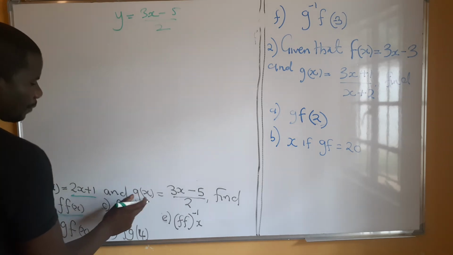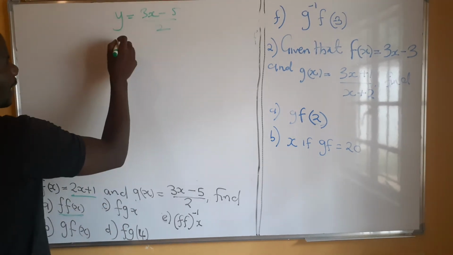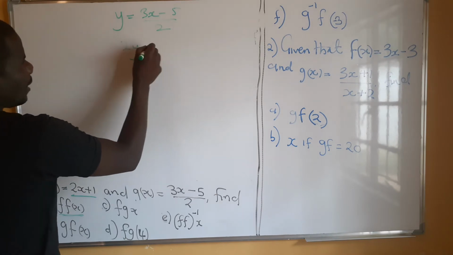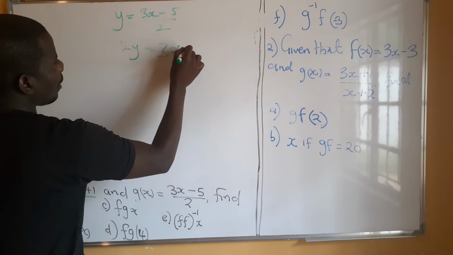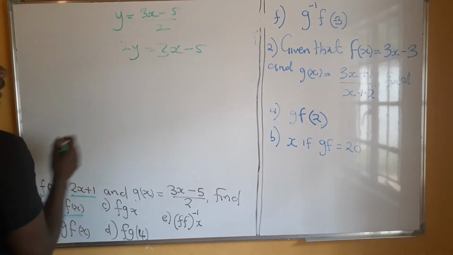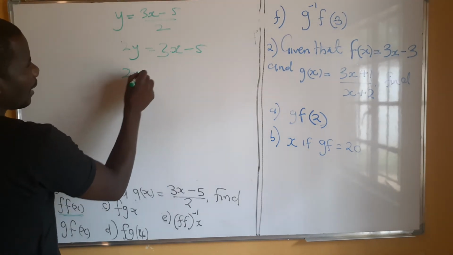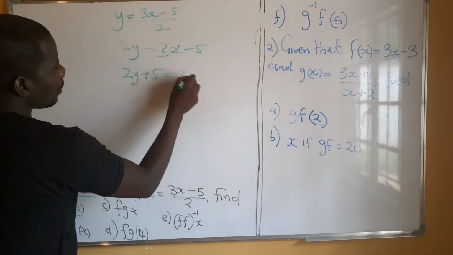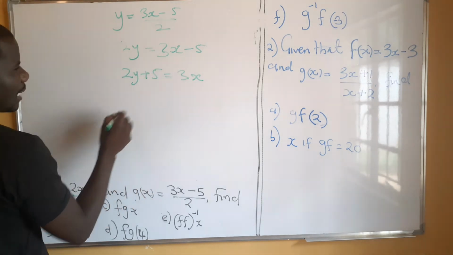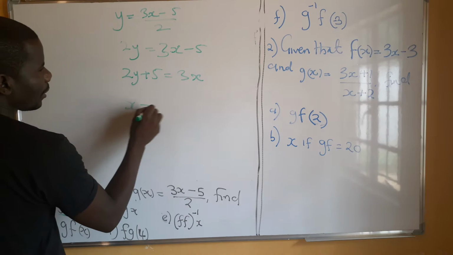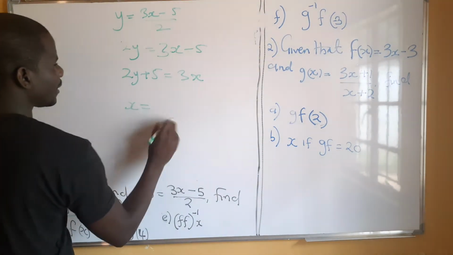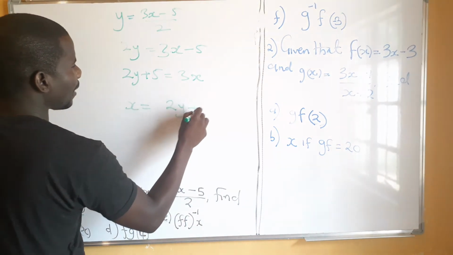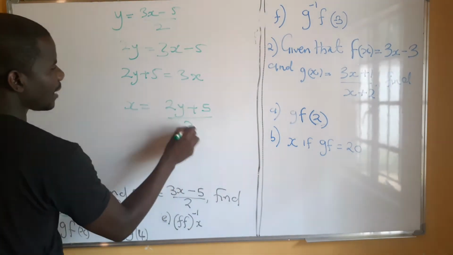So I've replaced this part with y, then we are solving for x, so we're going to have 2y is equal to 3x minus 5. So we are solving for x, take note. So 2y plus 5 is equal to 3x. So we divide both sides by 3. X is equal to 2y plus 5 over 3.